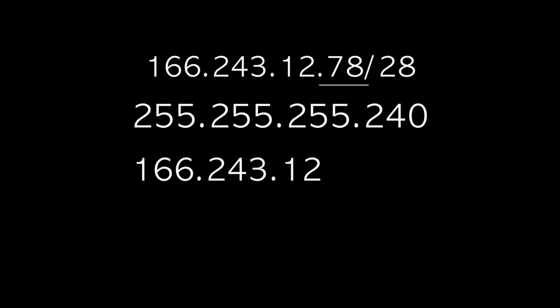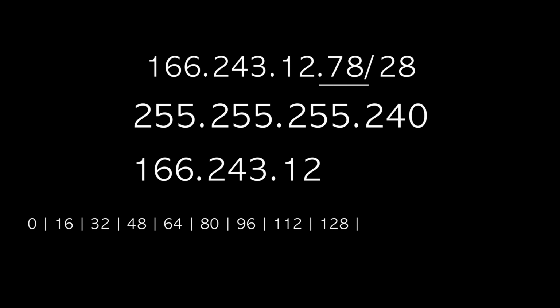The host address is 78. If we remember, our subnet is chopped up into blocks of 16. So we have to put 16 into 256. That's 0, 16, 32, 48, 64, 80, 96, 112, 128, 144, 160, 176 and so on until we get to 256. Our host address is 78 and it falls between 64 and 80.